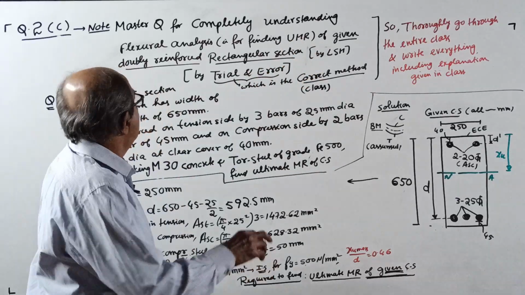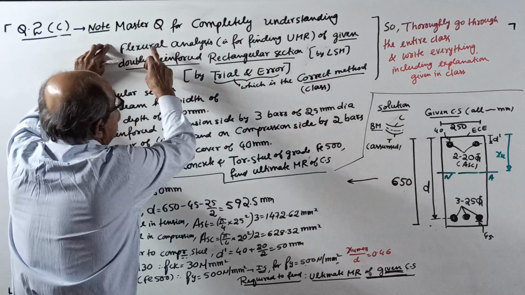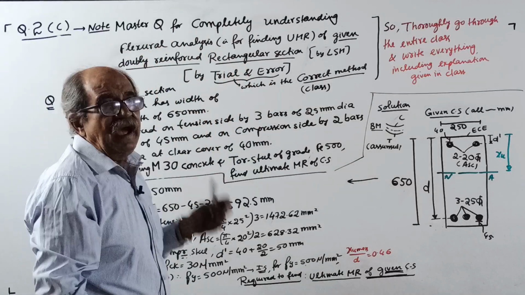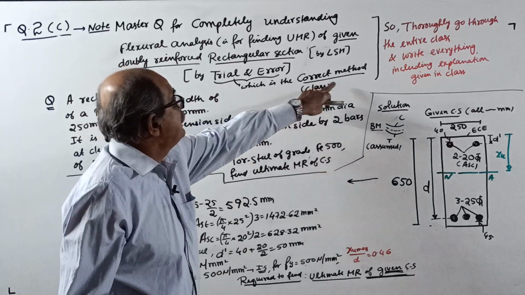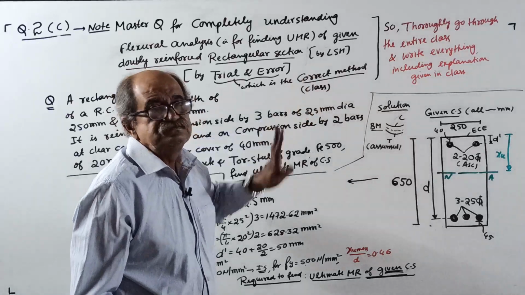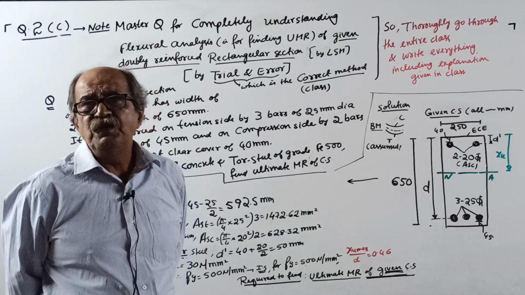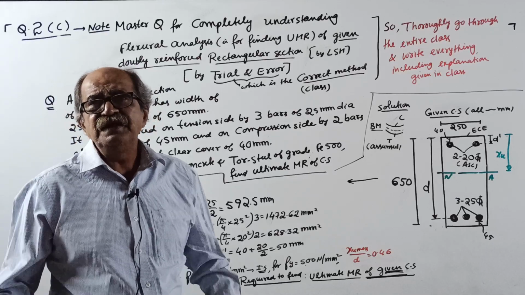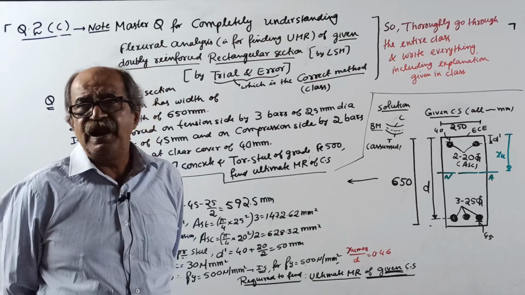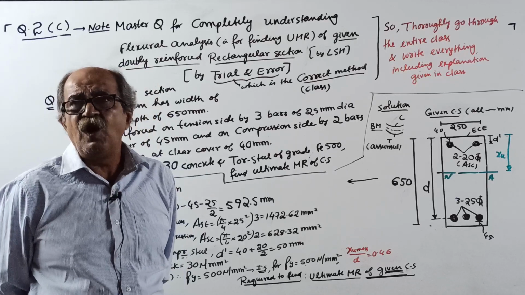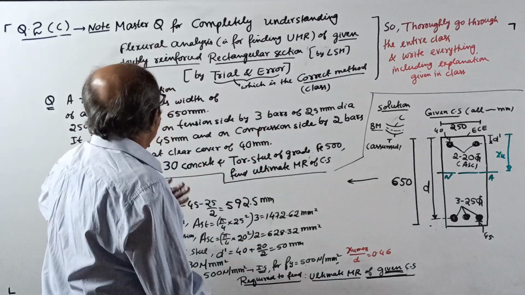And further note, analysis of a doubly reinforced section by limit state method is always by trial and error, which is the correct method. Class, only for information: if somebody does it by some other approach without trial and error, I will tell you it is wrong. If they are not performing trial and error, it is 100% wrong. That's my final judgment.